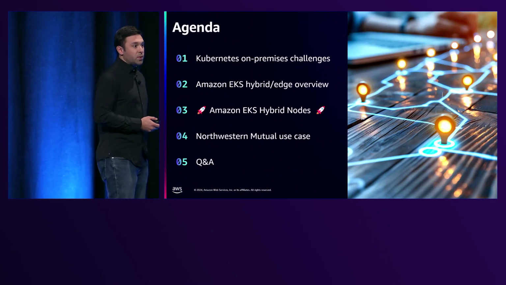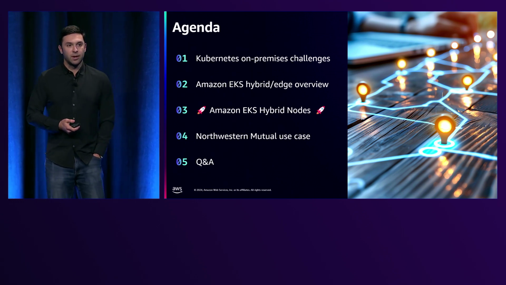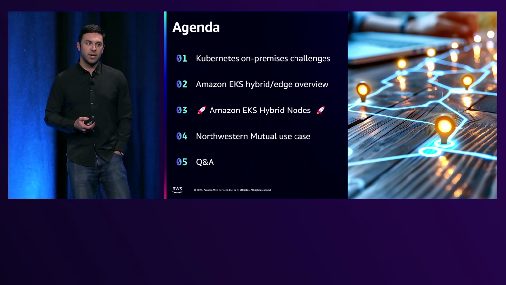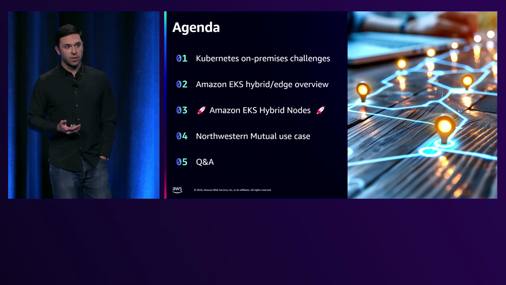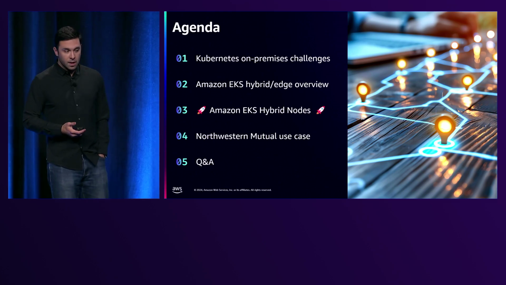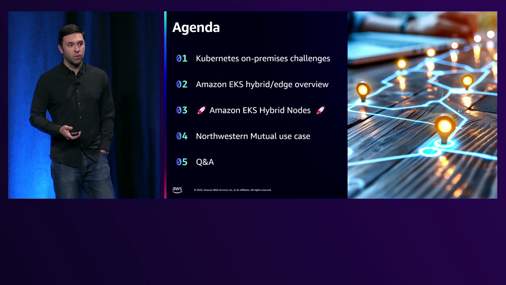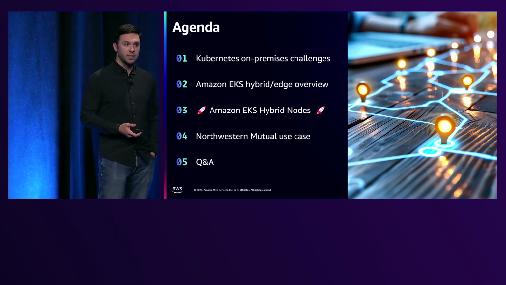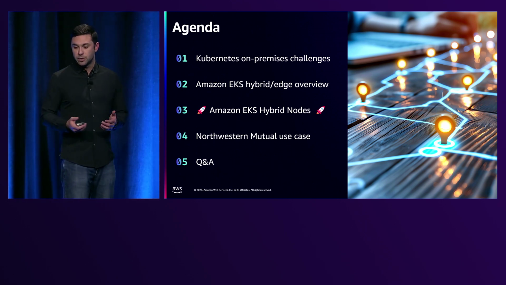So, a quick run through of the agenda here. First, we'll review the challenges that we hear from customers who are running Kubernetes on premises and how these customer conversations have really influenced our product strategy and roadmap on the EKS team. Then we will dive into the EKS product portfolio for on-premises and edge use cases and the different things that led us to build hybrid nodes.